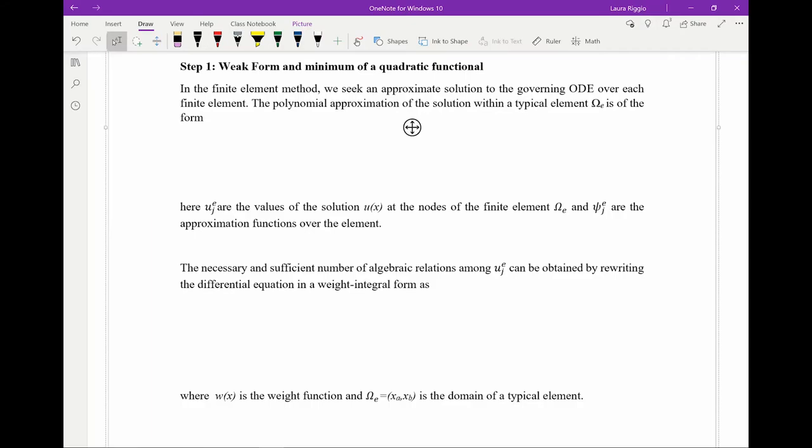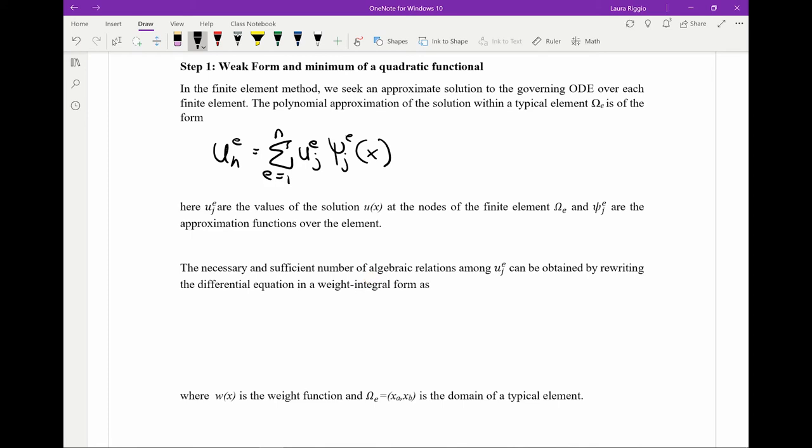In this video, we're going to go over the derivation of the weak form. So in the finite element method, we're going to seek an approximate solution to the governing ODE over each element. A polynomial approximation of the solution within an element would be of the form: our approximate solution is equal to the sum of our value at a node times our interpolation function.